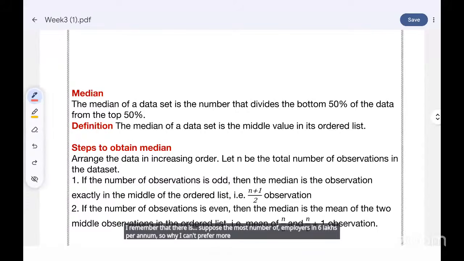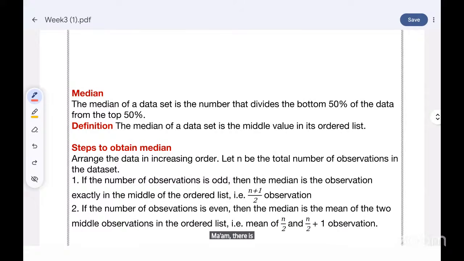Yes, mode can also be used in this case. Mode is also fine, median is also fine. But again, we have to be careful. It depends on the data set. If there is a question like that and the options are given, the answer in such a case is median.